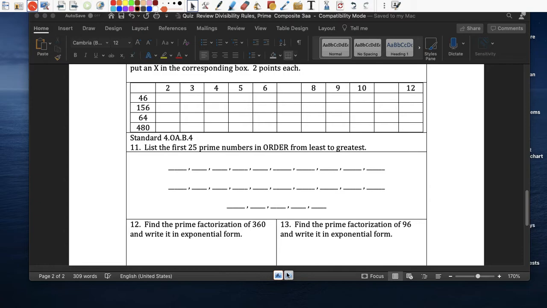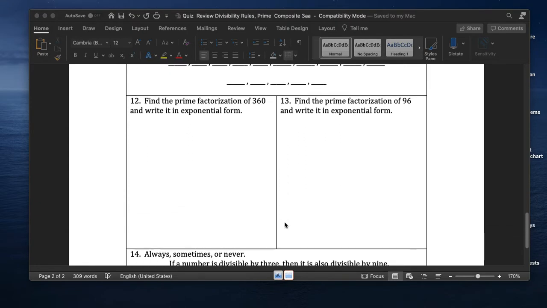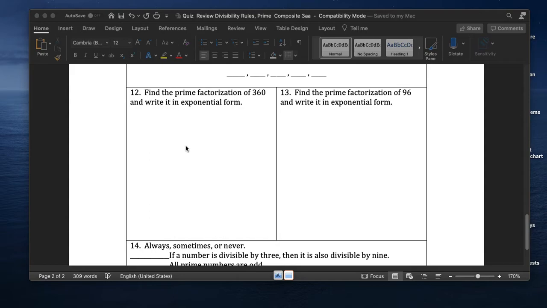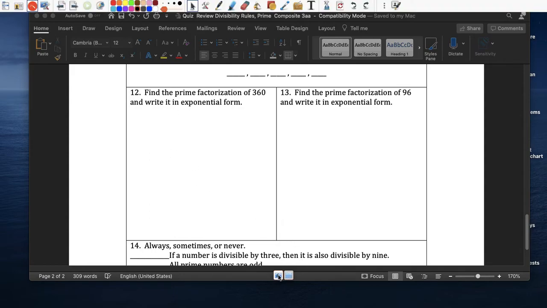Yikes. And then here at the bottom it's asking you for the prime factorization. Okay, so prime factorization, and write it in exponential form. That's really important for you to do. Let's do the easy one first. 96 could be, let's do 6 and 16.